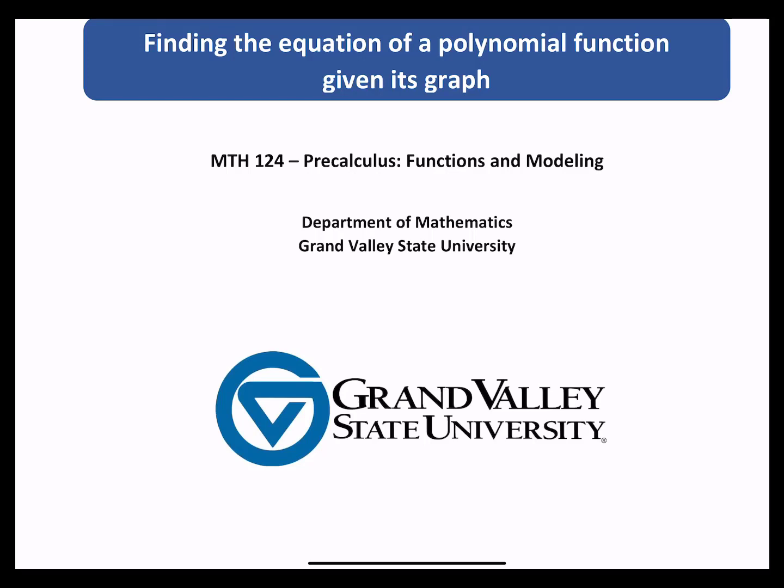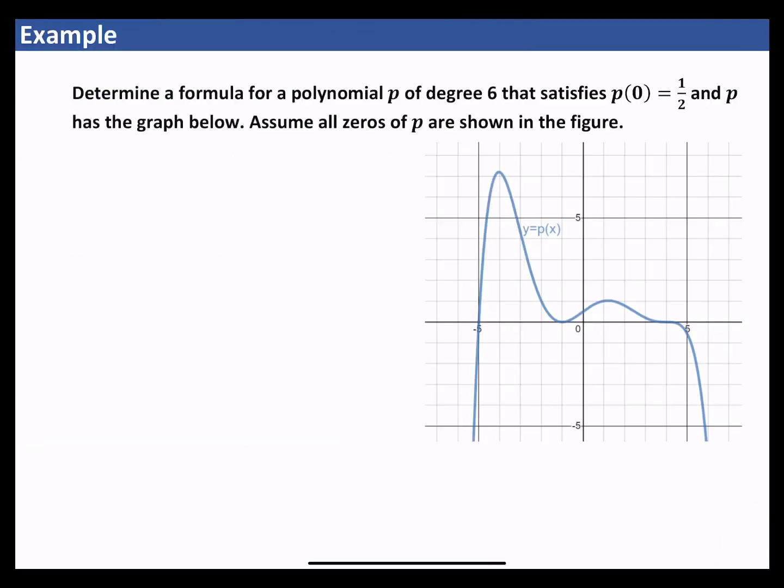In this video, we will apply everything we have learned about polynomials to find the equation of a polynomial function given its graph. We will use the relationship between the zeros and factors of a polynomial, the multiplicity of zeros, and the end behavior of a polynomial to verify we have found the equation of a polynomial given its graph.